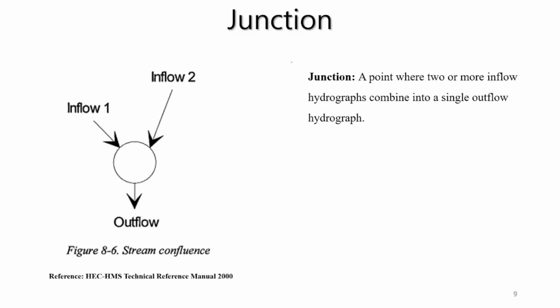So next is junction. This one's very simple. It's a point where two or more inflow hydrographs combine into a single outflow hydrograph. If you remember, when we have a basin and subbasins, the rivers mostly flow into this main channel like this, right? So we have inflow 1, inflow 2, just like with the basin, and then it reaches this one point and becomes one big outflow. That's what a junction is, the point where two or more inflow hydrographs combine into a single one.